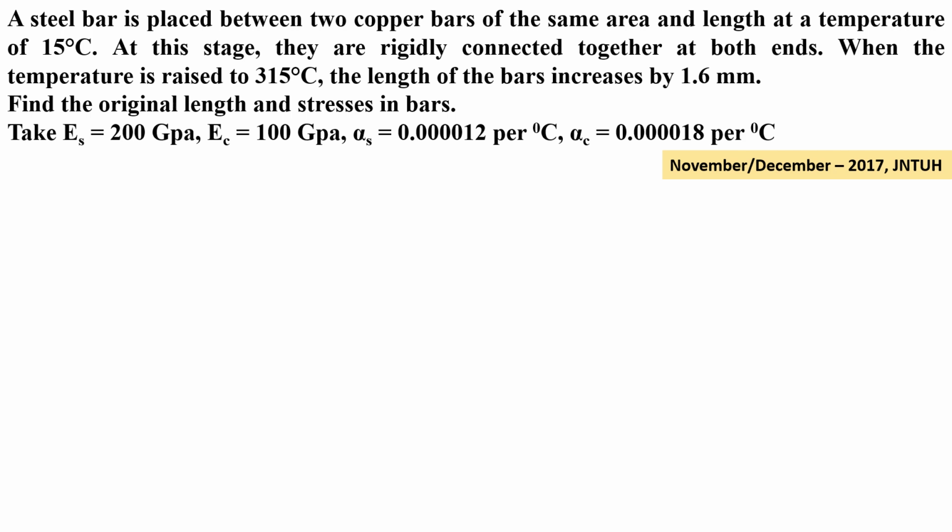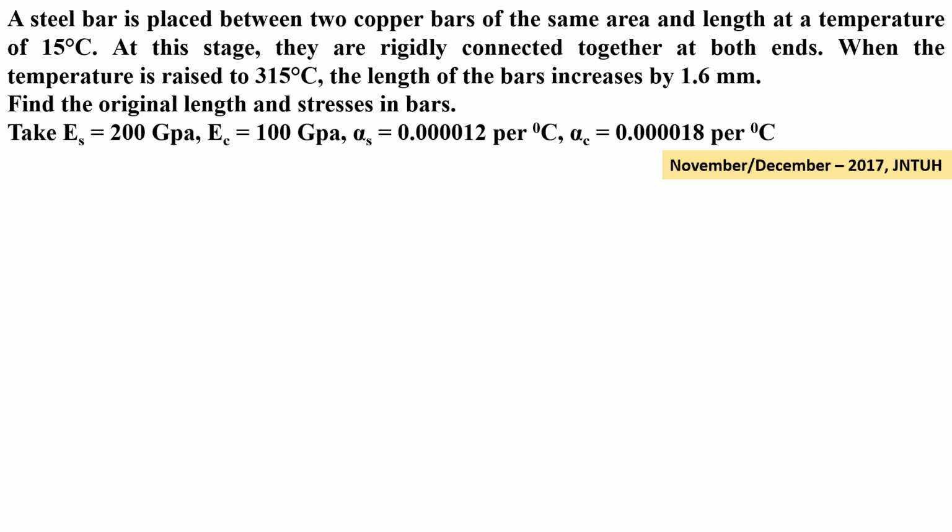Take Young's modulus of the steel, ES, equal to 200 gigapascal, and Young's modulus of the copper, EC, equal to 100 gigapascal. Alpha S, the coefficient of thermal expansion of the steel, is 0.000012 per degree Celsius, and alpha C, the coefficient of thermal expansion of the copper, is 0.000018 per degree Celsius. This problem was given by JNTUH Hyderabad in November 2017. So let's see the solution.